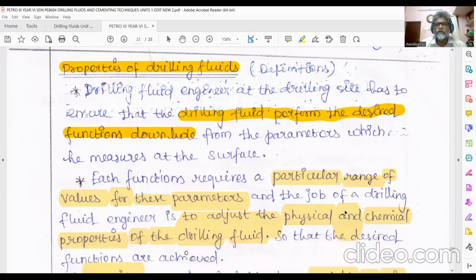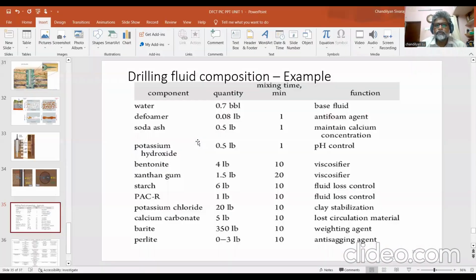I've tabulated one of the fluid compositions from one organization. This is also put up here, you can see it in the PPT. This slide shows how much water is the base fluid, and how much defoamer, antifoaming agent, is being added.